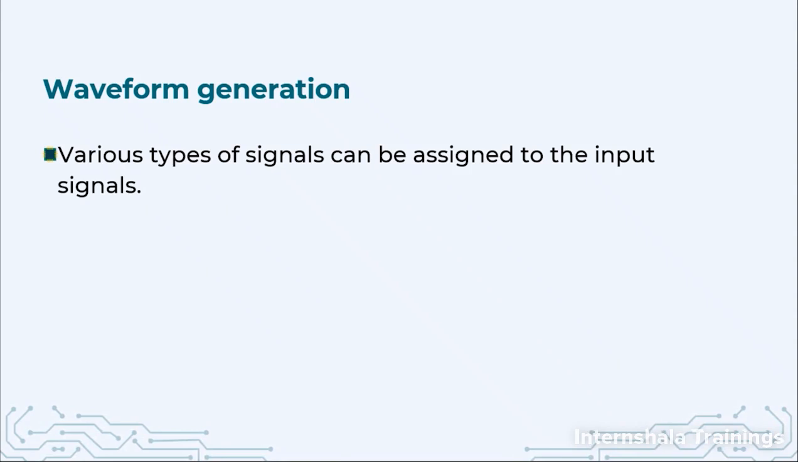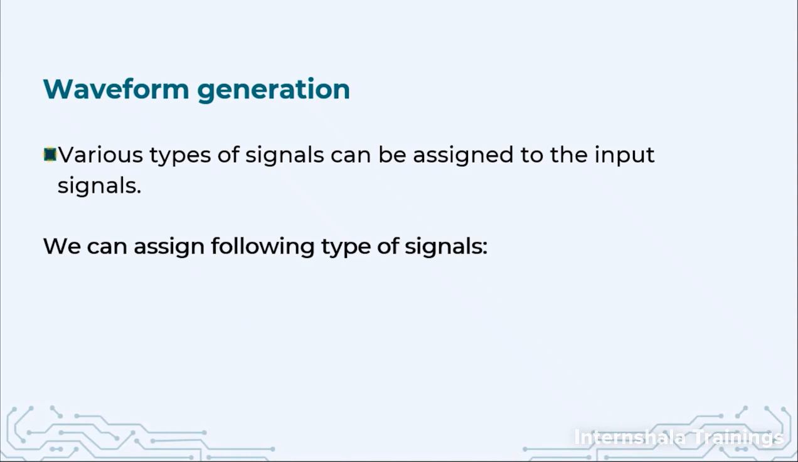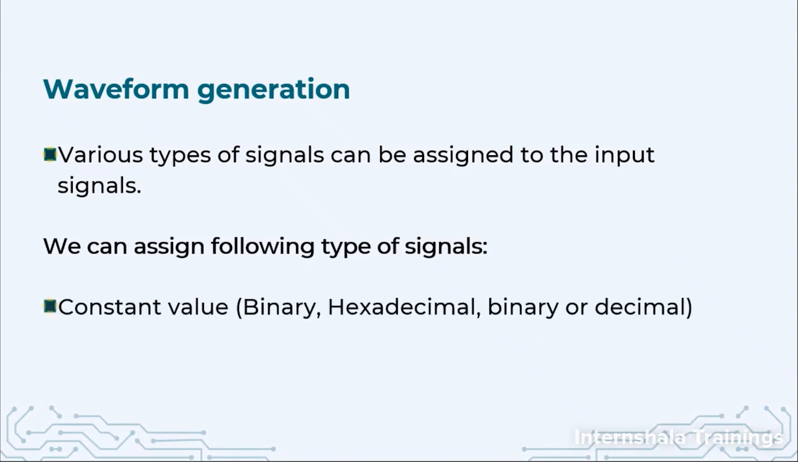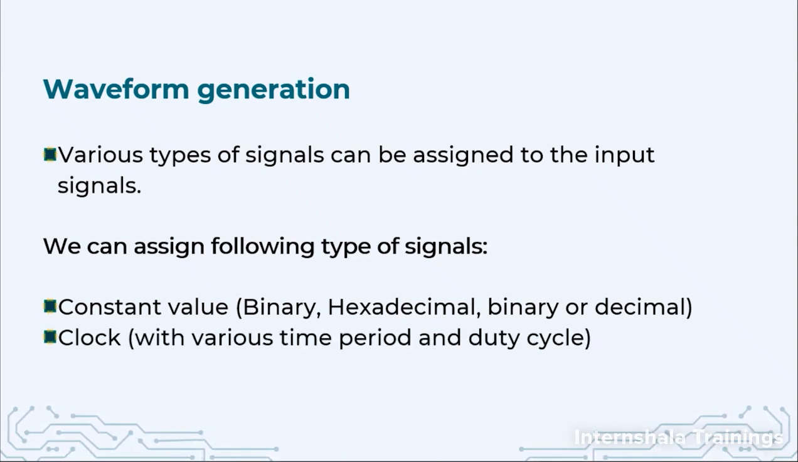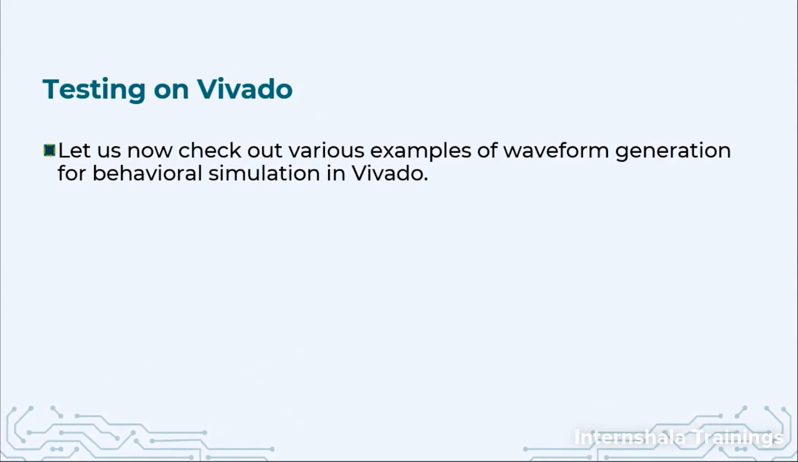Various types of signals can be assigned to these input signals. We can have constants like binary, hexadecimal, decimal numbers, and then we can also give them clock values. Clock is always going up and down, 0 and 1, with a given frequency and duty cycle. So let us get started on Vivado and understand all these terms.